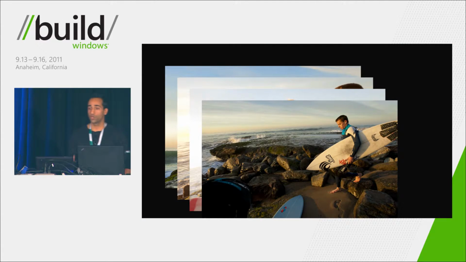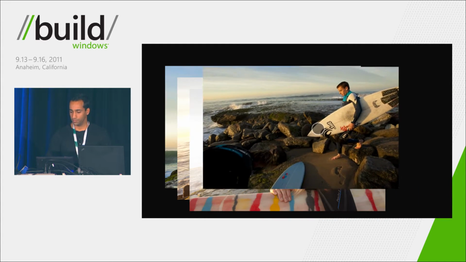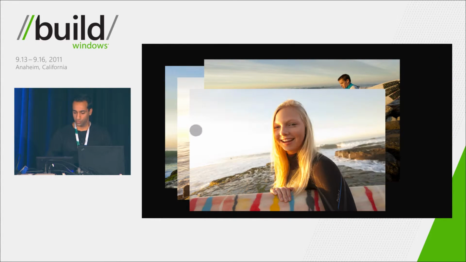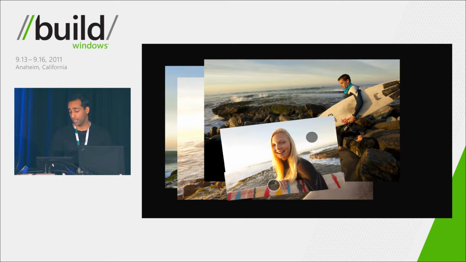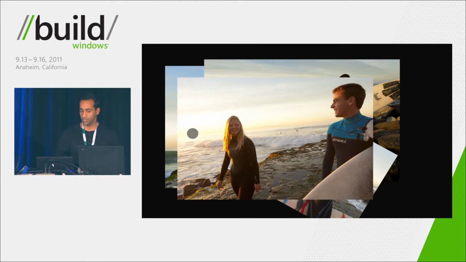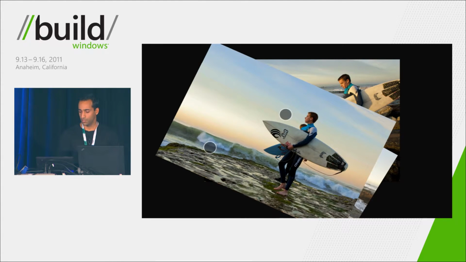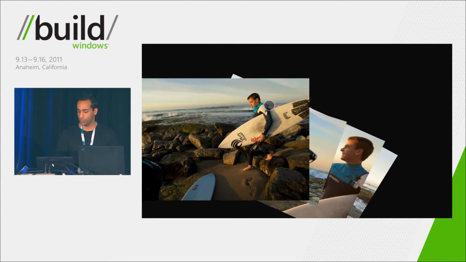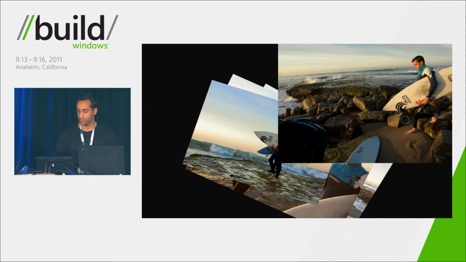OK, so in this demo, I have a canvas with a couple UI elements on it, some images. And I'm able to translate the content using my finger. I'm able to zoom in, or scale, I should say, scale the content. And you can see I can also rotate the content here. I've got inertia on the translation. You can see that right there.